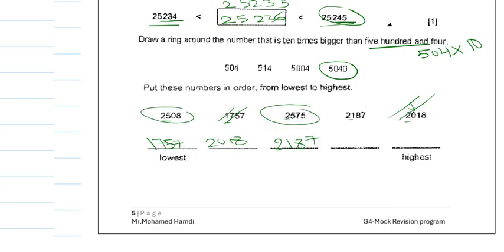The last two numbers, 2,504 and 2,575. So you can cancel the hundreds together and you will find we have 0 tens. So this number is the smaller, 2,508, and 2,575.